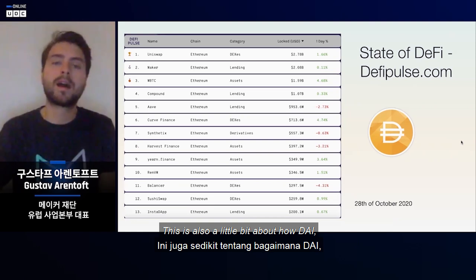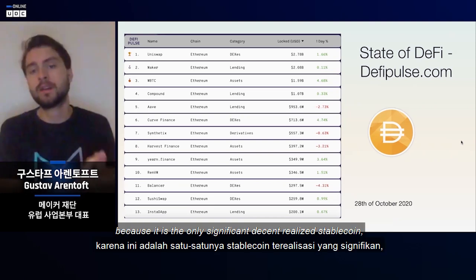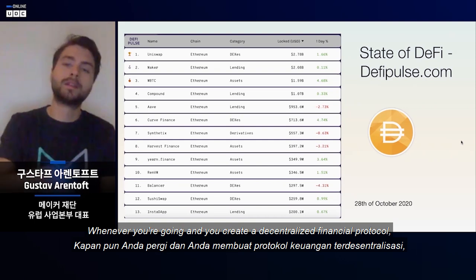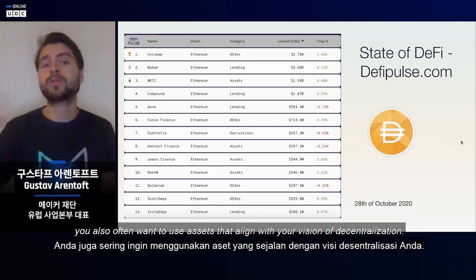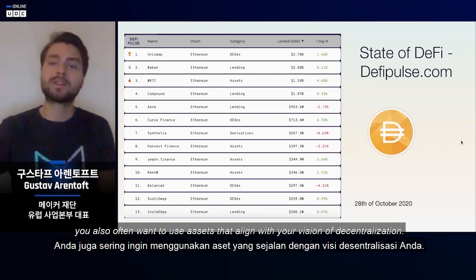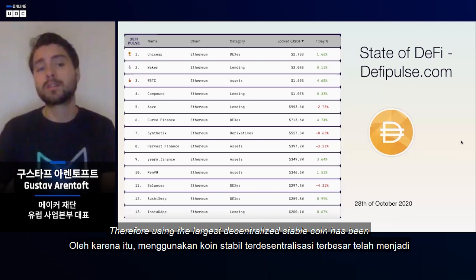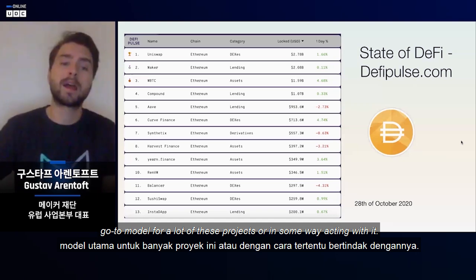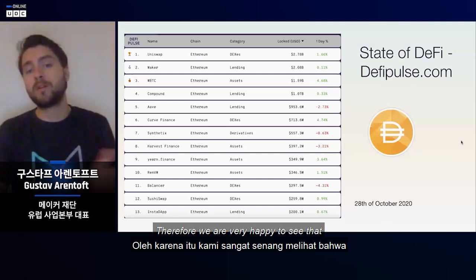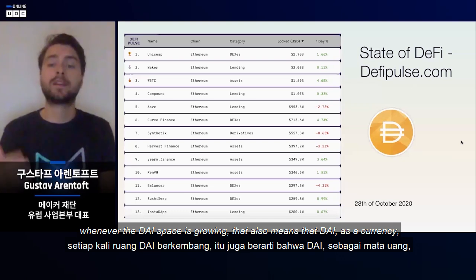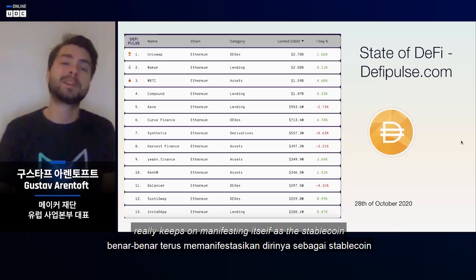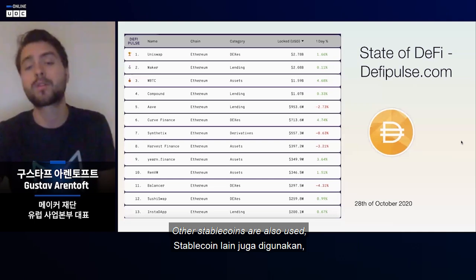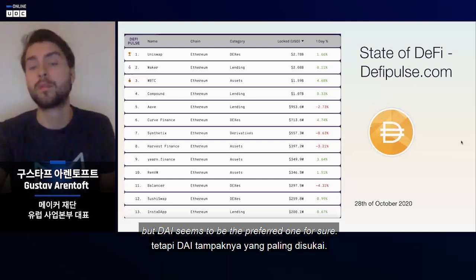So this is also a little bit about how DAI, because it is the only significant decentralized stablecoin, has really become the backbone of this emerging industry, right? Whenever you create a decentralized financial protocol, you also often want to use assets that align with your vision of decentralization. And therefore using the largest decentralized stablecoin has been the go-to model for a lot of these projects, or in some way interacting with it. So we are very happy to see that whenever the DeFi space is growing, that also means that DAI as a currency keeps on manifesting itself as the stablecoin that you really want to be using inside these protocols. Other stablecoins are of course also used, but DAI seems to be the preferred one for sure.